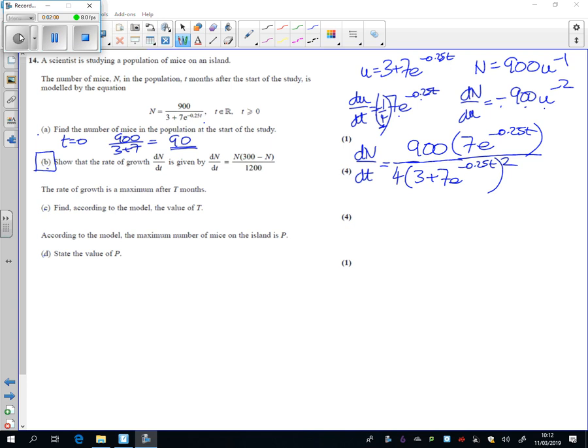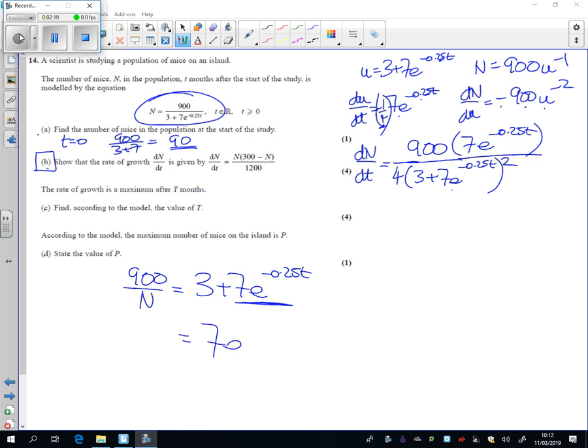Now, don't multiply it out. What we're going to do, we're going to look back at this and see that if I did 900 divided by n, that would be the same as the 3 plus 7 e to the minus 0.25t. And I'm going to put that there in a second. The other thing to notice is, look, I'm going to need a 7 e to the minus 0.25t. So that's just 900 take away n minus 3. Or I could put it all over one fraction, 900 minus 3n over n.